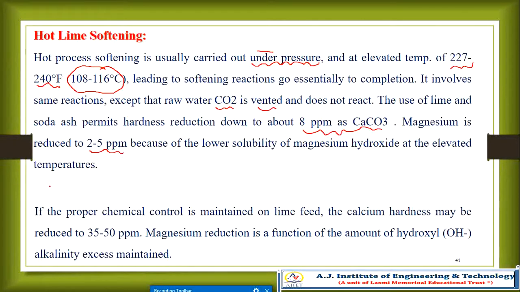If proper chemical control is maintained on the lime feed, the calcium hardness may be reduced to 35 to 50 ppm. Okay, so magnesium reduction is a function of the amount of hydroxyl (OH minus) alkalinity excess maintained. So that is an important concept.